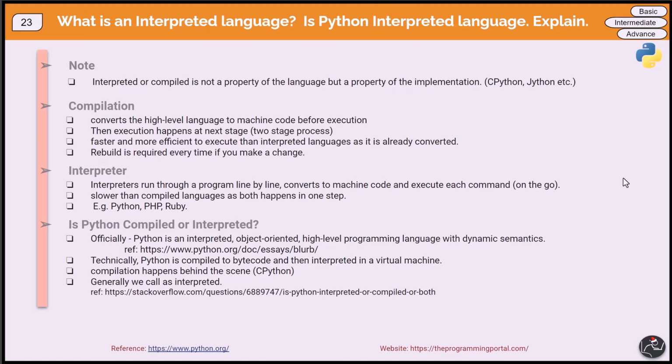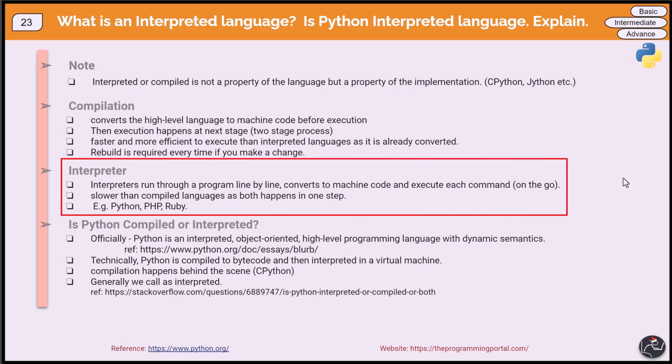Now let's move to interpreting. Python officially says it is an interpreted language. An interpreter runs through a program line by line, converts it to machine code and executes each command on the go. It means instead of a two-step process, these two stages happen at the same time, or you can say as a single stage itself. So you don't have two different commands, first for compilation and then for execution. It is a little bit slower because both operations happen at the same time.